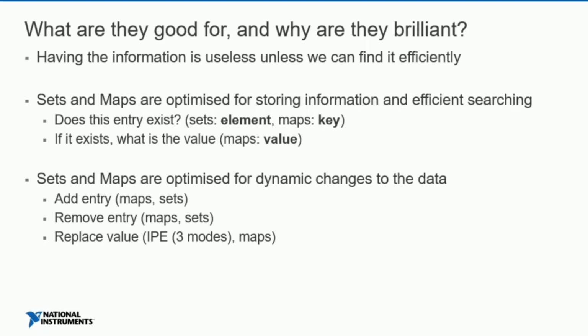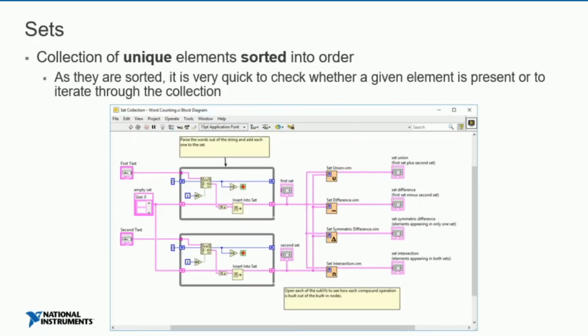And then also they're very well optimized for dynamically changing that data. So adding data into it, removing it, replacing a value. In some cases, you can do this much more efficiently than you can with something like an array or variant attributes. And then you can basically build diagrams like this.